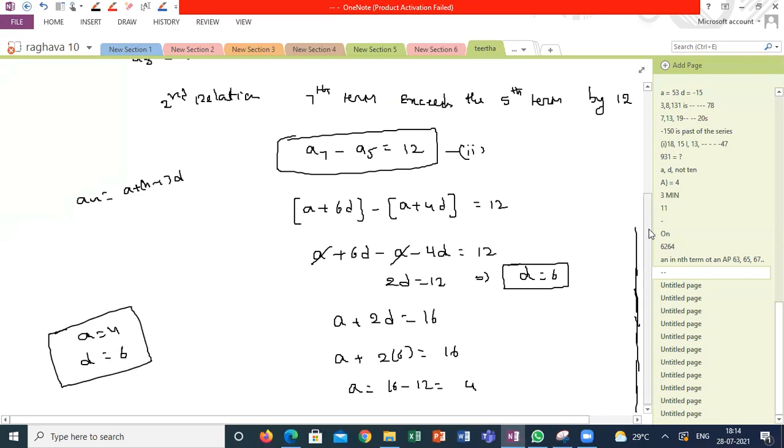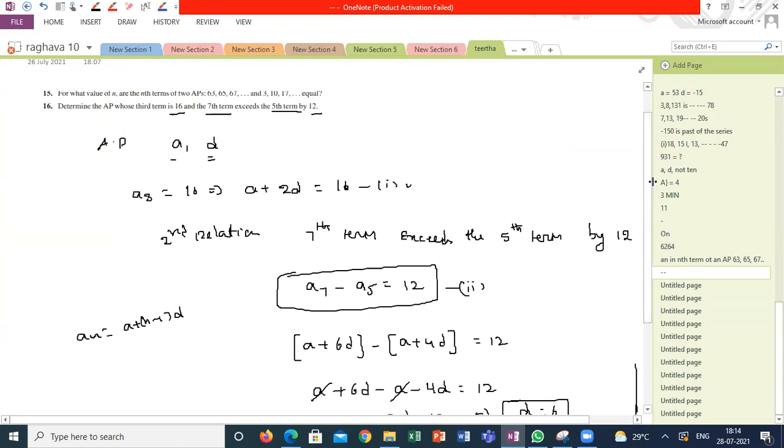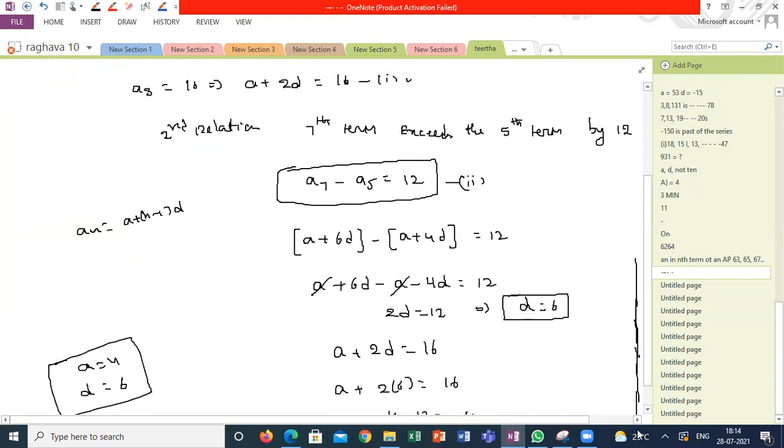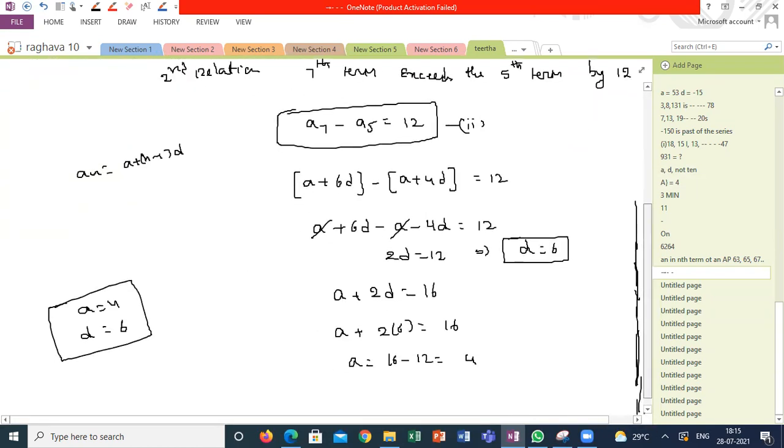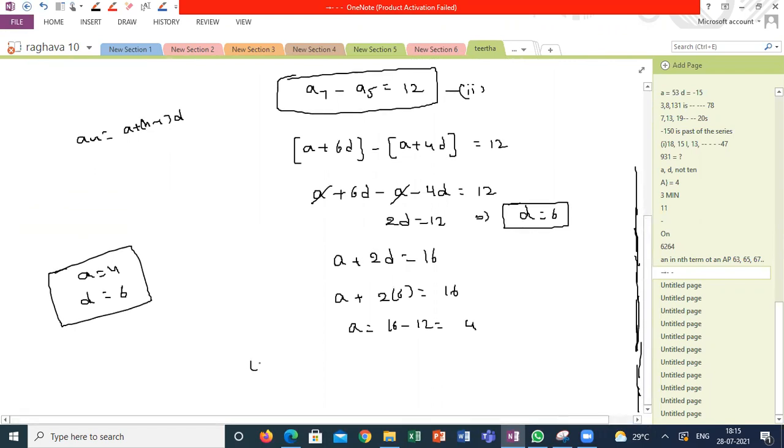Once I have the A and D values, I can construct the series. He is asking us to construct the AP. At least three to four terms we construct. What is the AP? 4. 4 plus 6 is 10. 10 plus 6 is 16. 16 plus 6 is 24... Am I right, guys? No, this is 22, 28, 34.